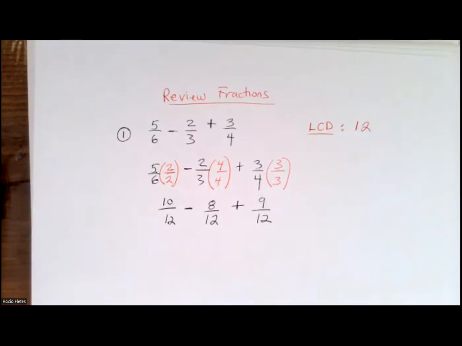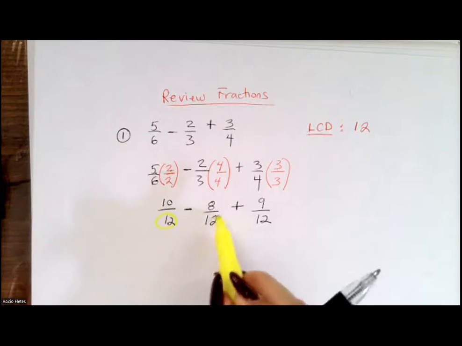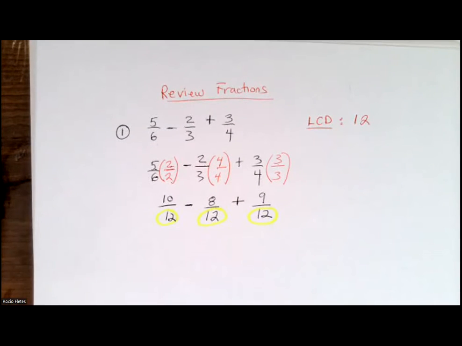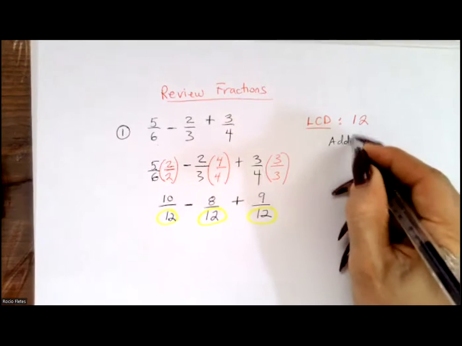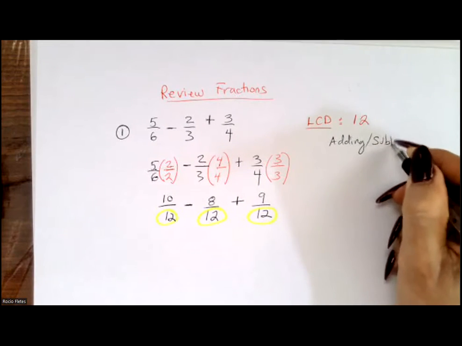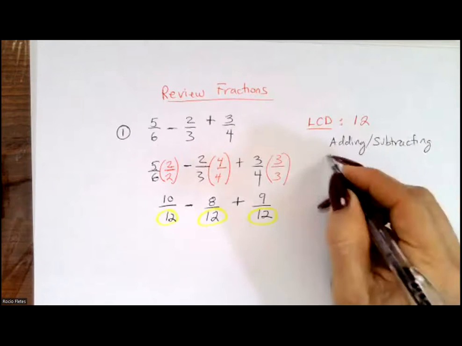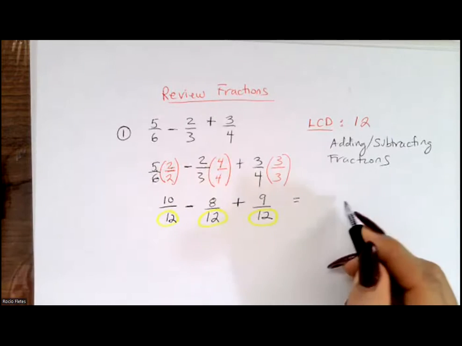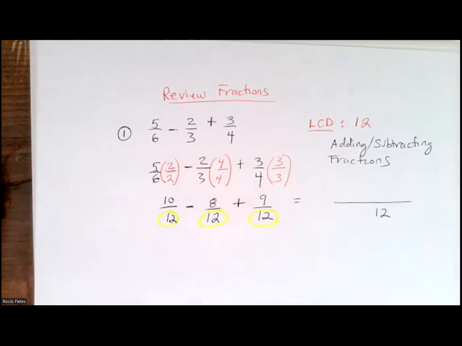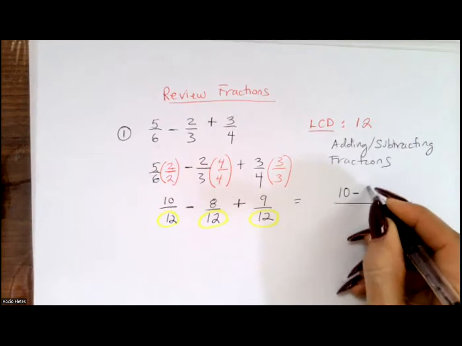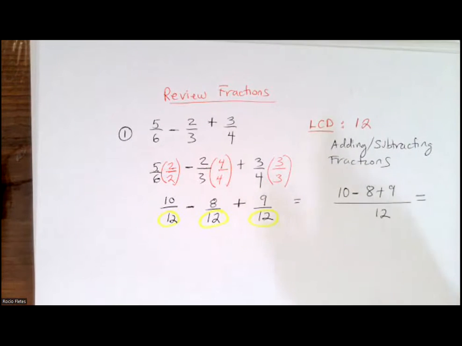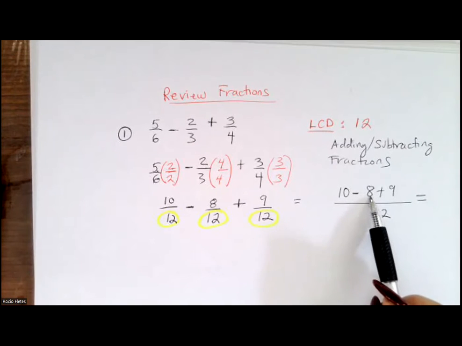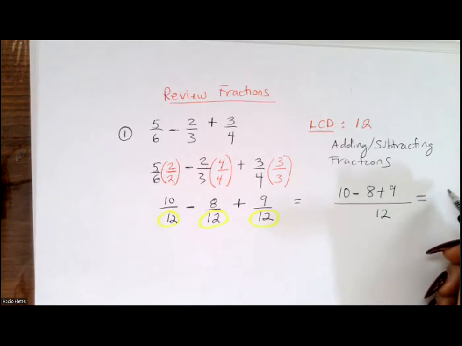Now you have the same denominators, notice. So now you can perform the operations, because whenever you're adding and subtracting fractions, you always need to have the least common denominator. Now that you have just one denominator, you write 12 as the denominator, and then you write 10 minus 8 plus 9. You perform these operations from left to right. 10 minus 8 equals 2, plus 9 equals 11.